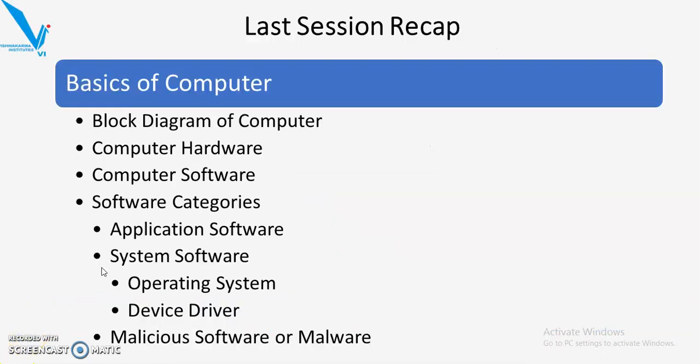Before going for today's session, we will just recap the last session. What we have learned in the last lesson? We have seen the block diagram of computer hardware components, computer software components, various software categories in which we have learned the application software, system software, malicious software. We have also seen the example of application software, then operating systems, device drivers examples. Also seen the various serious problems related with the malicious software.